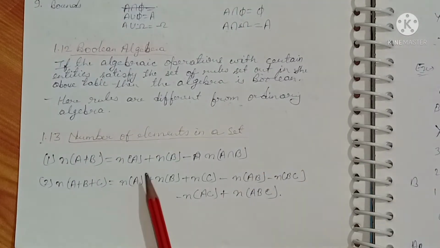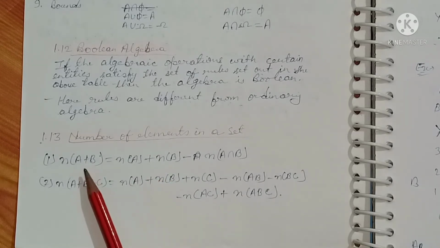Now, the number of elements in a set. So how to find it out? Okay, so if you have to find out the number of elements in a set, now you can see here, generally we use plus for union also.